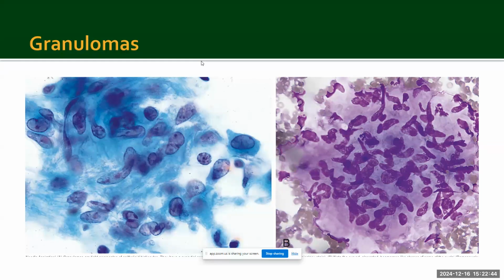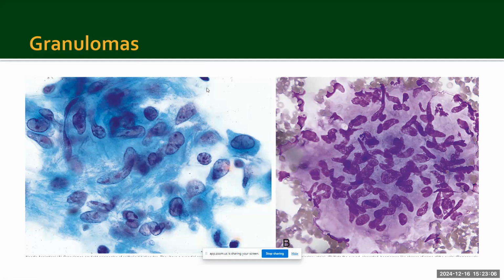As you can see in these images, again, the left is your PAP and the right is your DIFQuick. You can see the epithelioid cell morphology of these cells, and they occur in aggregates. They may be associated with the peripheral accumulation of lymphocytes. Here you can see rare peripheral small lymphocytes.